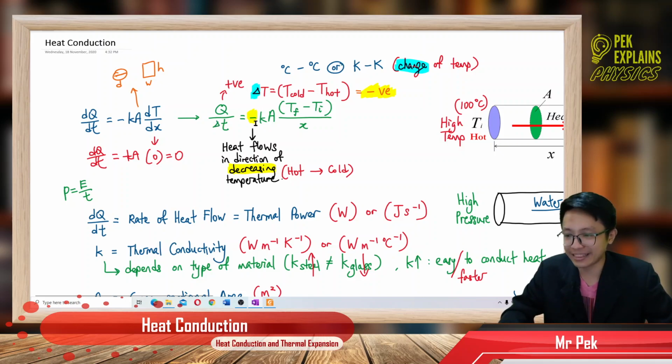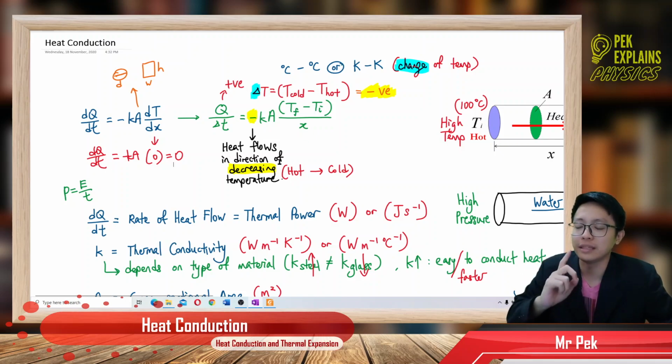So what does this negative mean? This negative means the initial temperature is a hot temperature and the final temperature is a cold temperature. It also means the heat flows from hot to cold temperature. That means the heat flows in the direction of decreasing temperature. Did you get that? Okay, I explained the core.